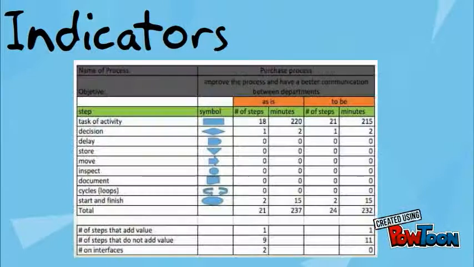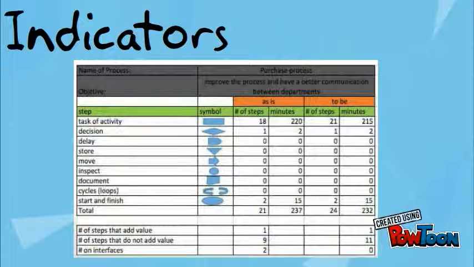In the AS-IS, we note that we have 21 steps that can be done in 237 minutes. Besides, in the TO-BE, the number of steps was increased from 21 to 24, and the minutes decreased from 237 to 232, which was very useful for the company. To evaluate these changes, we took 3 main points: number of steps that add value, number of steps that do not add value, and number of interfaces.